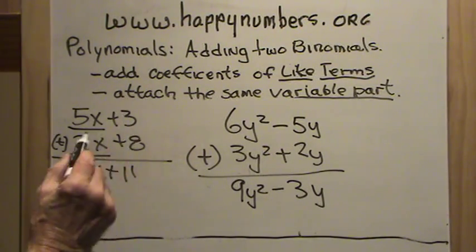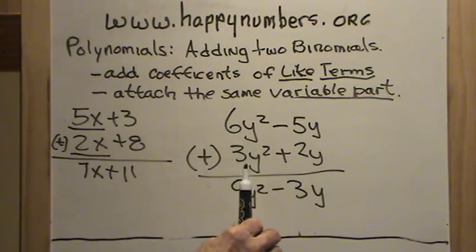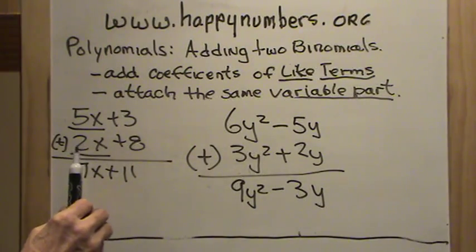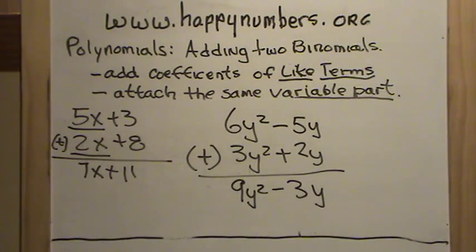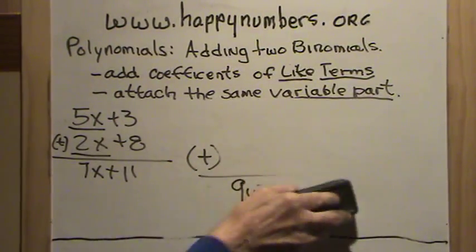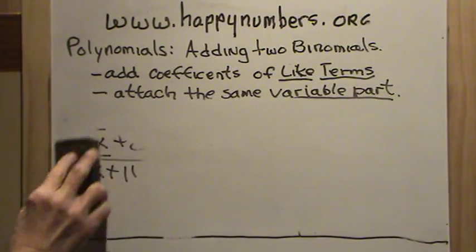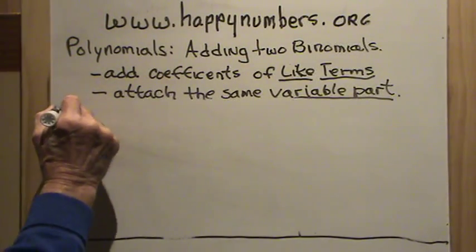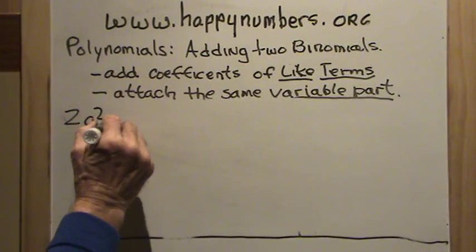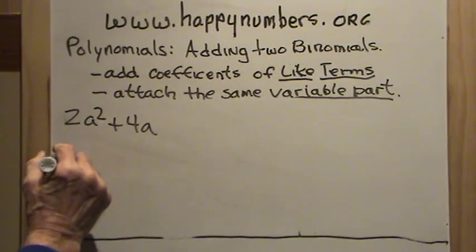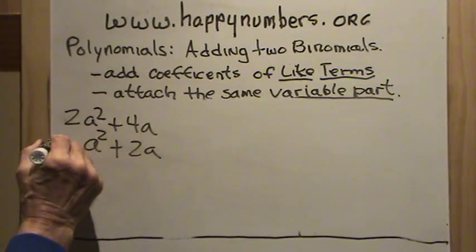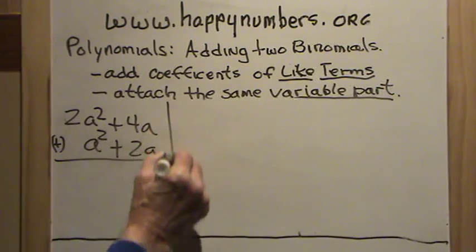So the only difference between this problem and this problem is there are variables in both terms of the binomial here. There's only variables in one term of the binomial here. So let's take a look at some problems like that for you to do. The process is exactly the same. Let's take a look at a problem like 2a squared plus 4a and a squared plus 2a, and we're adding these. So that'll be problem number 1.